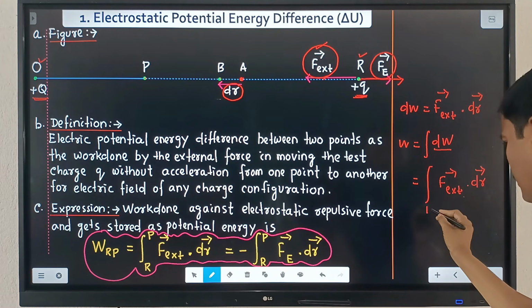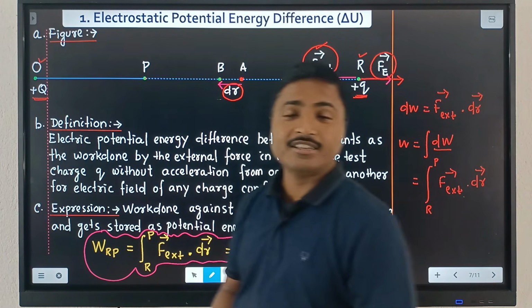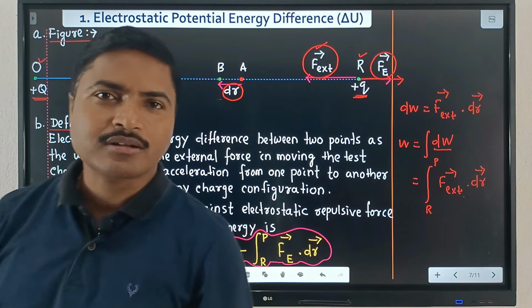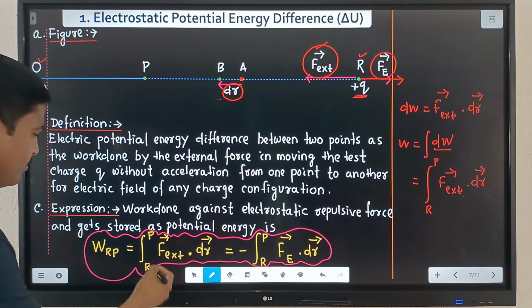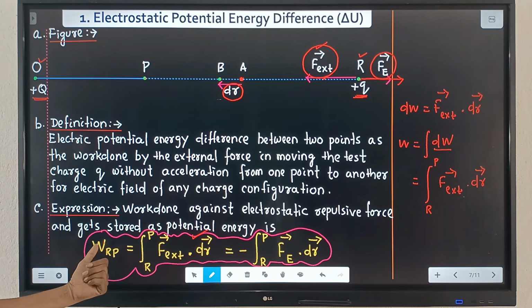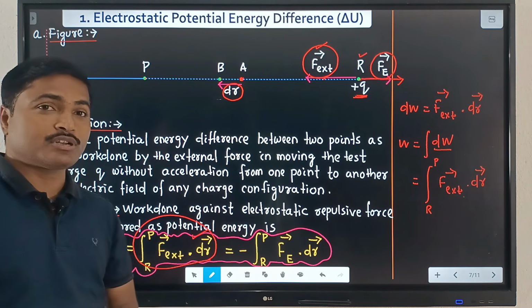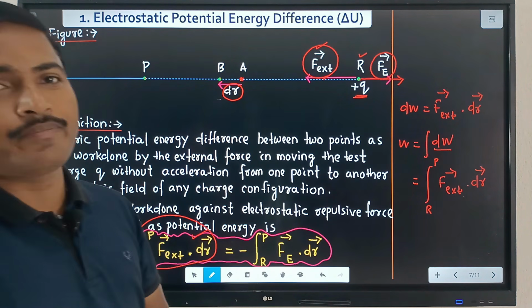From the initial point of the charged particle, that is R, to the final position of the charged particle, that is P. This is the work done. And this work done when the charged particle moves from point R to P is known as the electrostatic potential energy.